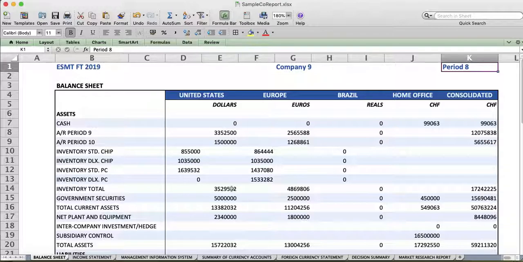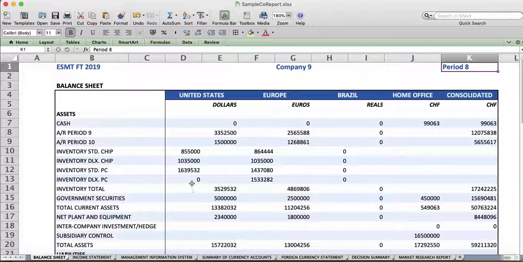Inventory are goods that are stored by a company. Any company in Startup Sim can store two products and two categories of each product. The standard quality is the lower quality, and the deluxe, DLX, is the higher quality. The same goes for PC.